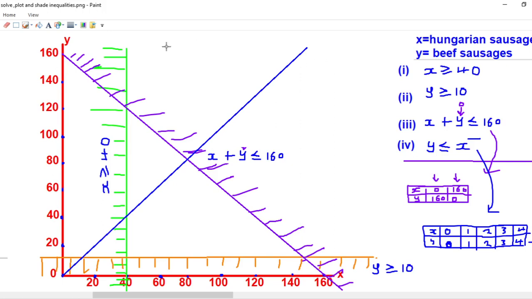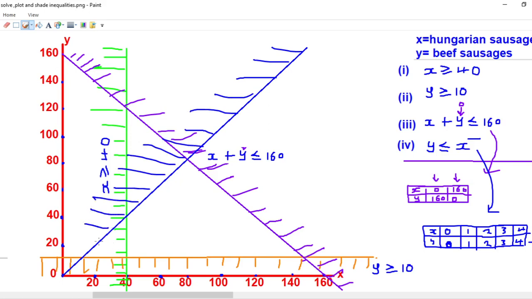Now let us see where we're shading it. In reality, we need to shade the bottom part, this side, right? That's the wanted region, which is being described by the inequality itself, y less than or equal to x. But we are not going to do that. Instead, we are going to shade the opposite region, which is the unwanted region that we have been asked to shade.